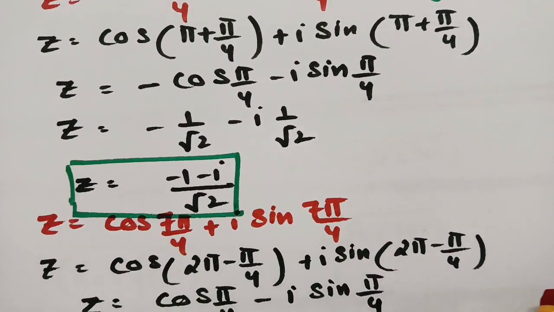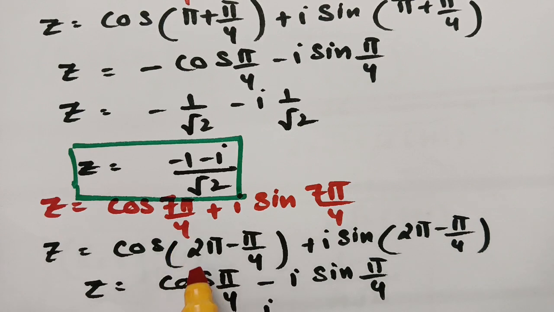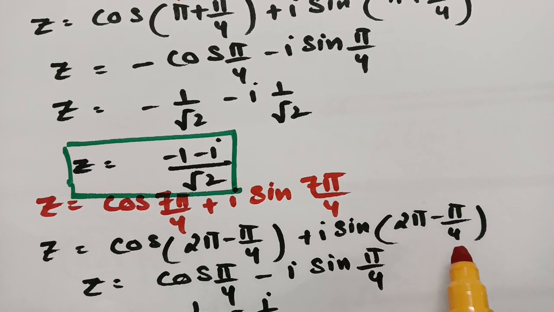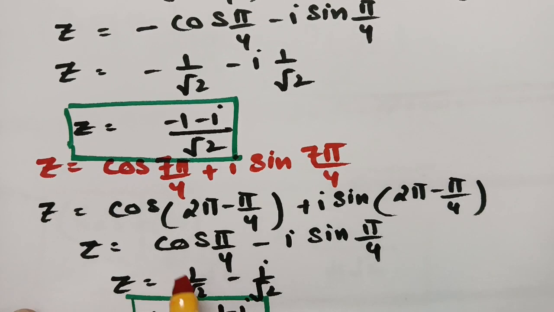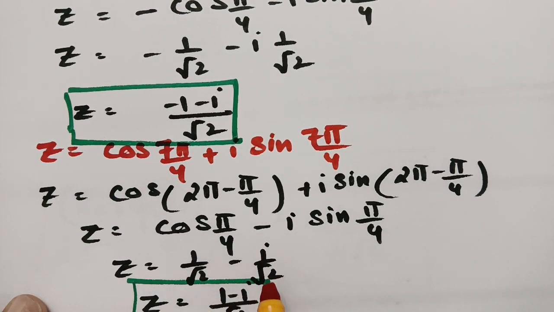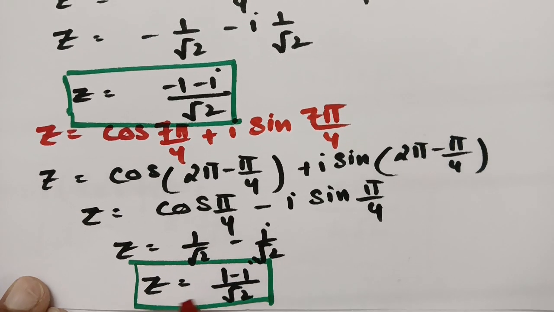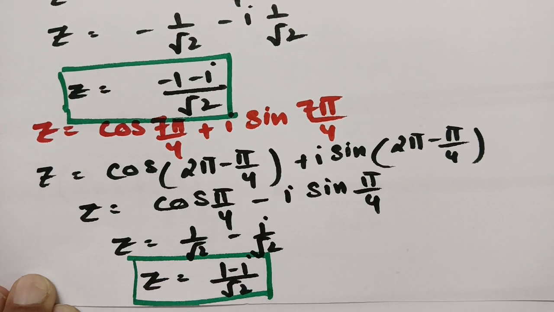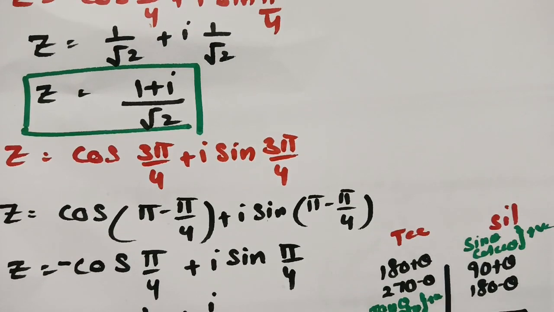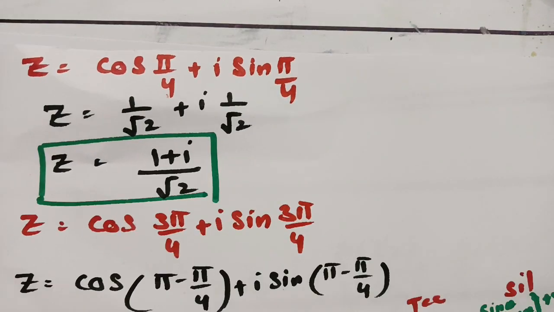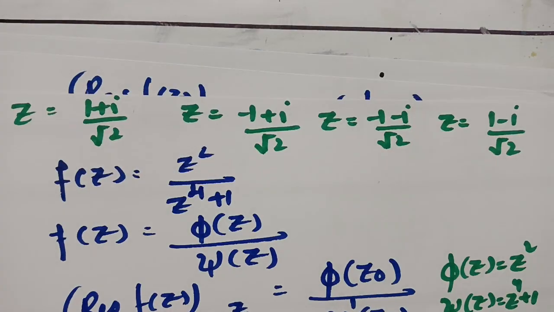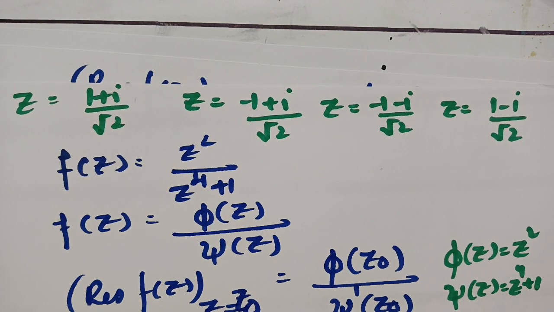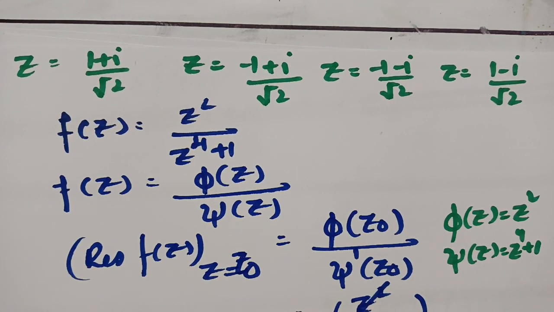Here again, for cos 7pi/4, it can be written as 2pi - pi/4, which is also 360 - pi/4. So this is (1 - i) by root 2. So these are all the pole values which are obtained after equating the denominator to 0. All the values are within the circle |z| = 2. Clearly these are all the 4 poles. This one is the first one, second one, third one and fourth one.